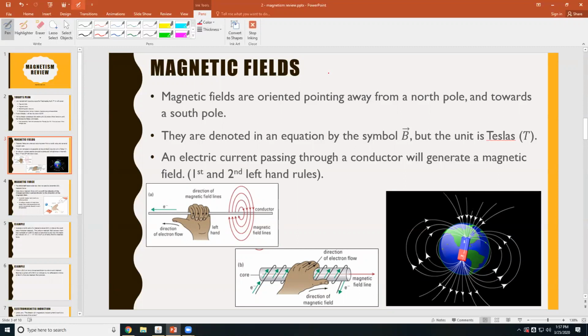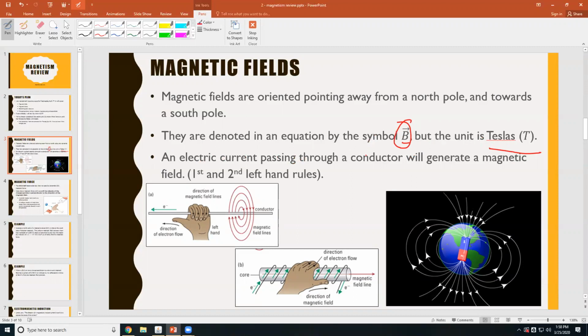Now, magnetic fields are denoted in an equation by the symbol B with an arrow. Let's just see if I can get my pen to work here. There we go, so B with the arrow on the top of it, that means a magnetic field. But as confusing as this sounds, the unit on that is actually a unit called Teslas, with a capital T. So even though in an equation the symbol is B with an arrow, the actual unit value on it is Teslas.